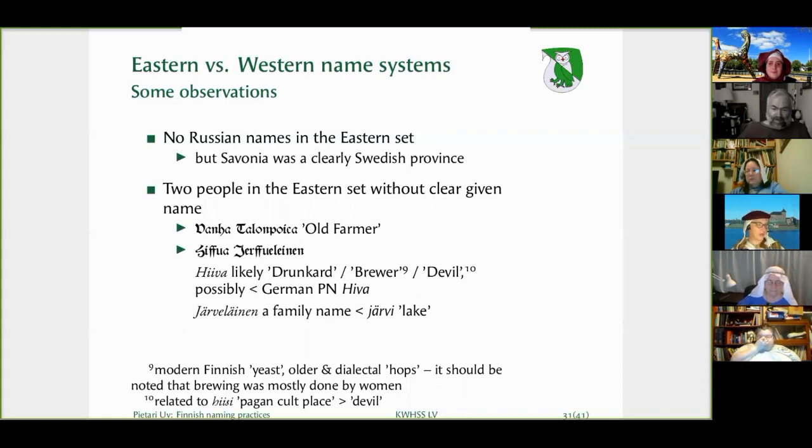There are no Russian names in the Eastern set, although that is an expected result because Savonia, where these come from, was a clearly Swedish province. The next province eastward would have been contested between the two countries, so there one would have expected more Russian influence.